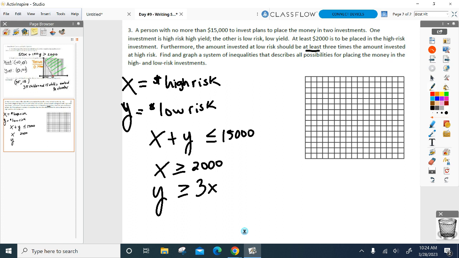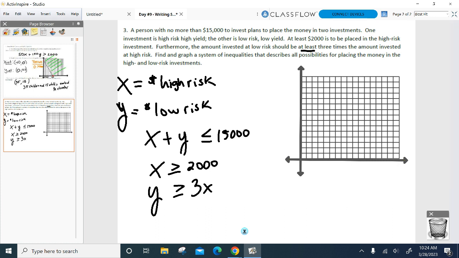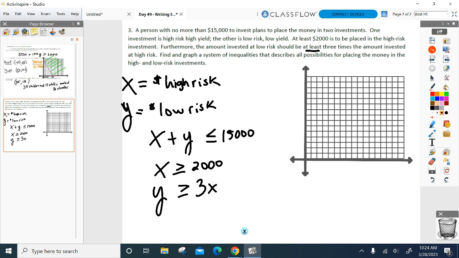Okay, Jared? All right, we ready to graph? Everything stays in the first quadrant. I don't have any negative. I'm not going to invest a negative amount of money. So here we go. Go ahead, find your intercepts for the first one. X plus Y is less than or equal to 15,000. Find your intercepts.